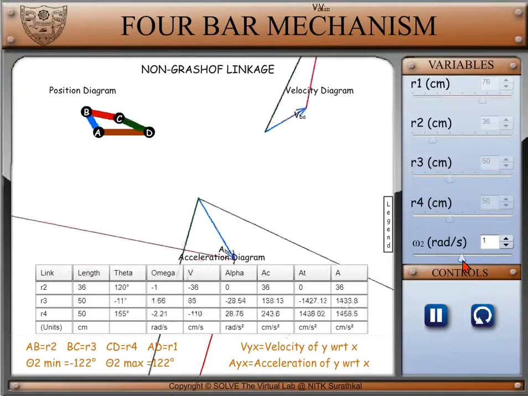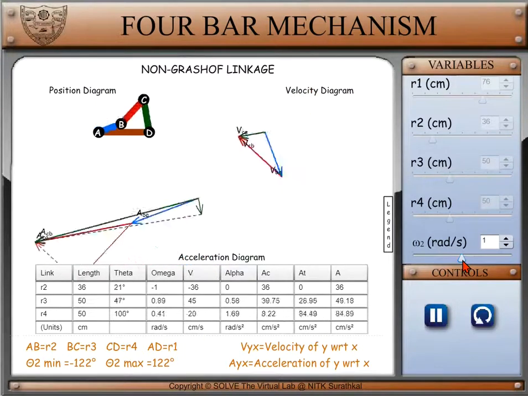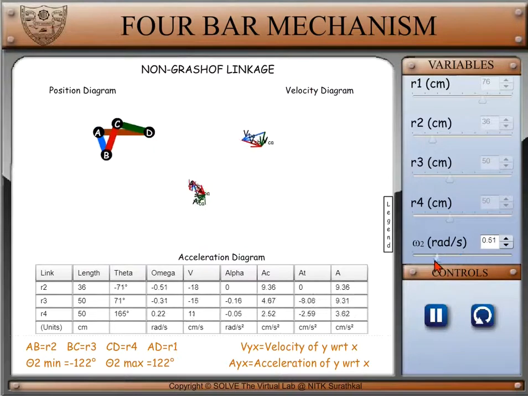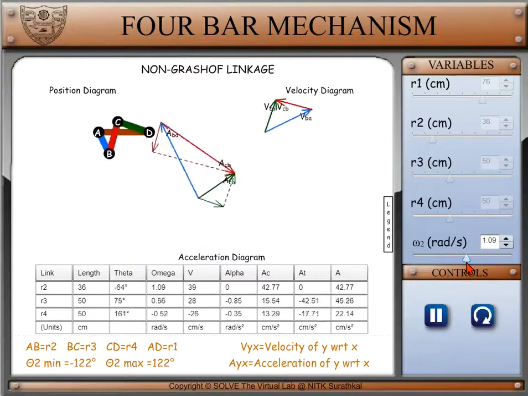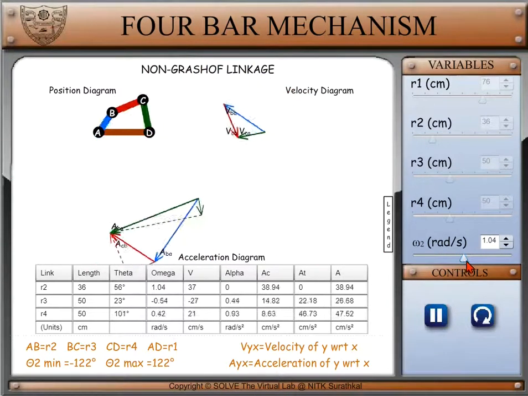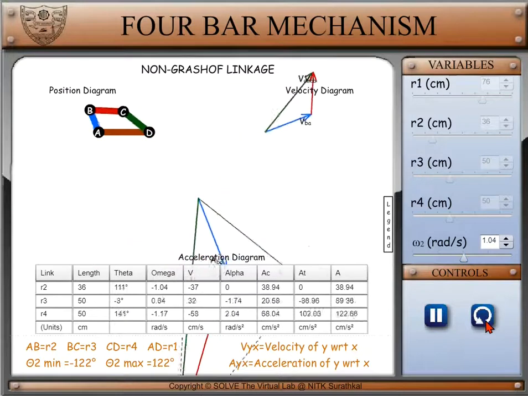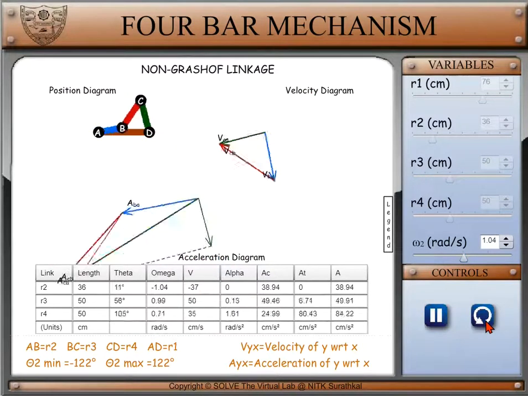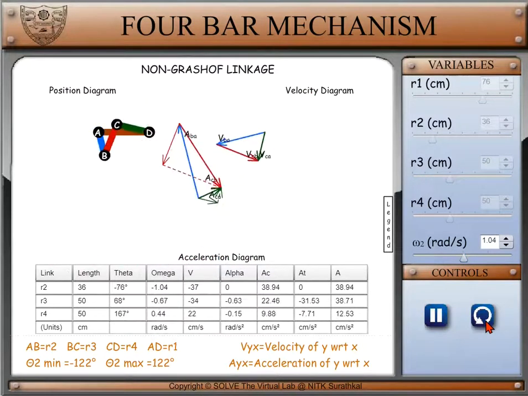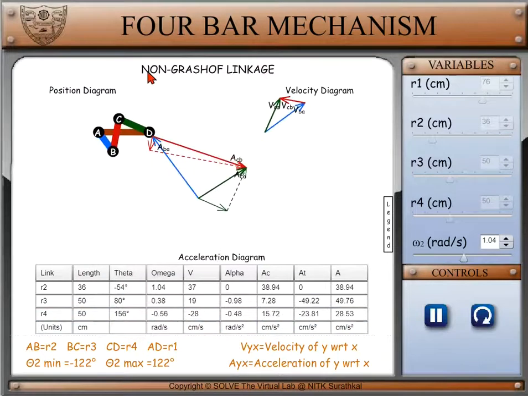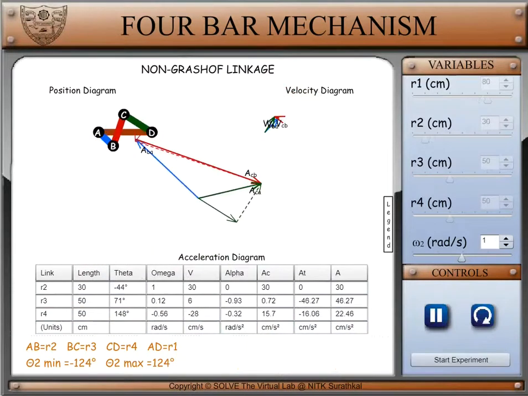You can also change the angular velocity omega2 of the input link by moving the slider. Click on rotate button to change the direction of the input link. After finishing with the explore phase, we move on to the experiment phase.